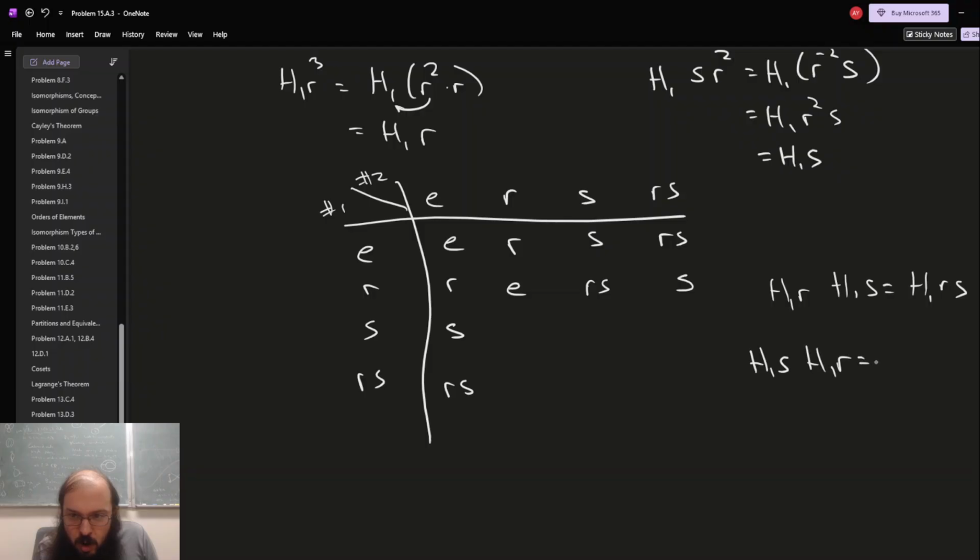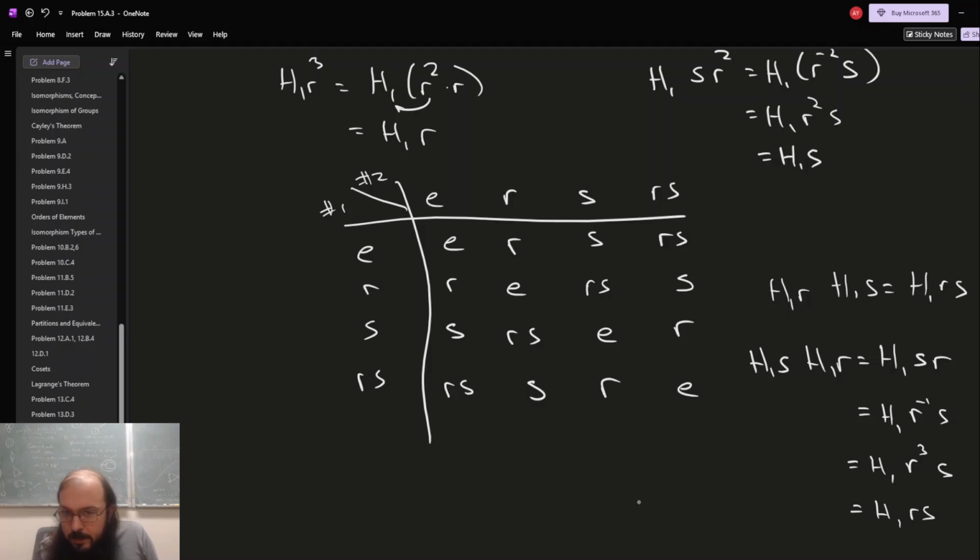H1S, H1R is H1SR, which is H1 R inverse S, or R cubed S, or RS again. So you see, by absorbing the R squared with the familiar logic, this becomes also RS. That makes this S as well. And now S times S is, of course, E. And that makes this R, and that makes this R, and that makes this E. And so we're done as far as computing the table goes.